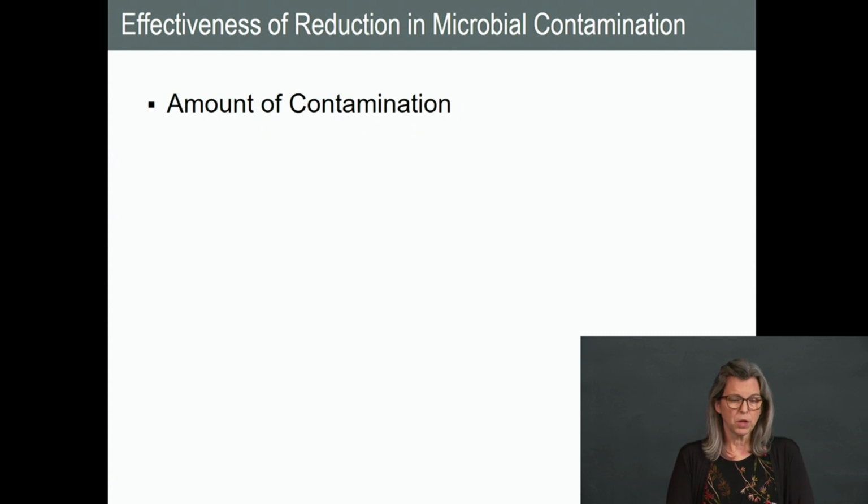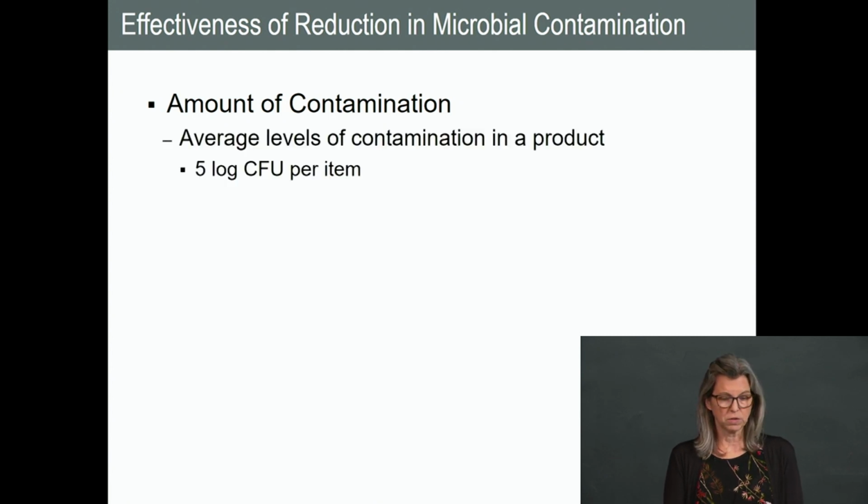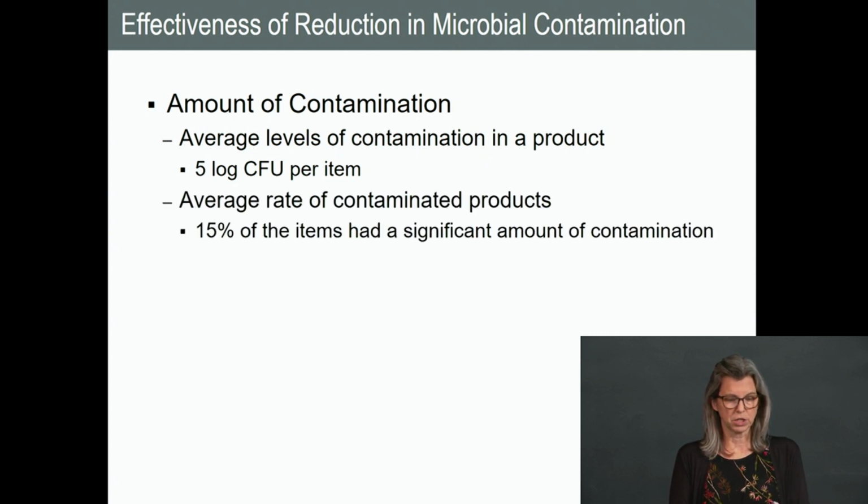So first, you could look at the amount of contamination on the product, right? So we're talking about food products, and say you have some products that have a certain level of contamination and you're trying to reduce that contamination. Well, there's still a couple of different ways that you could express it. You could say, well, what is the average level of contamination in a product? And you could say, I want to try to reduce that average level, right? That would be one way to express it. So you might express the level of contamination in terms of CFUs, and you might say we have 5 log CFUs, we want to try to get it lower. Perfectly acceptable way to express effectiveness of reduction.